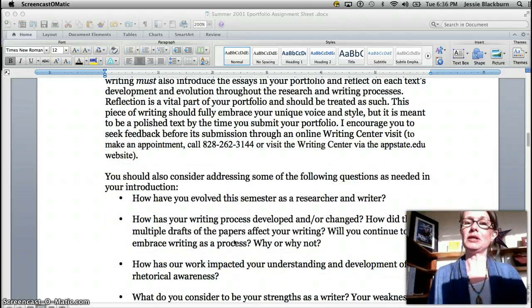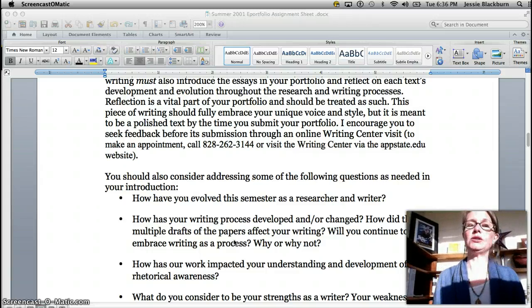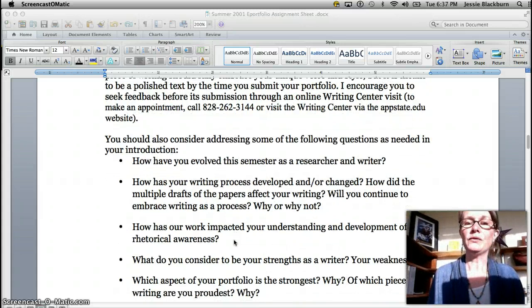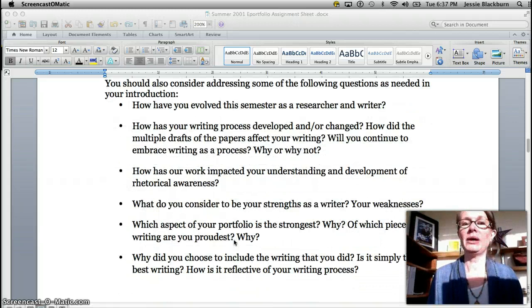You should also consider addressing some of these following questions as needed in your introduction. So you don't need to answer all of these questions in the portfolio cover letter, but along with connecting your writing back to the course objectives, you might want to use these questions to help frame your letter. How have you evolved this semester as a researcher and writer? How has your writing process developed and/or changed? How did the multiple drafts of the papers affect your writing? Will you continue to embrace writing as a process? Why or why not? How has our work impacted your understanding and development of rhetorical awareness?